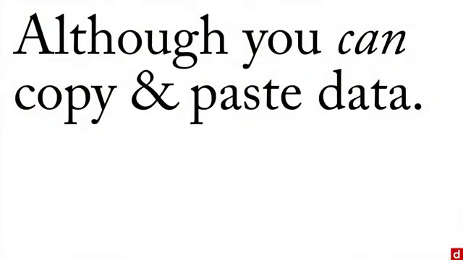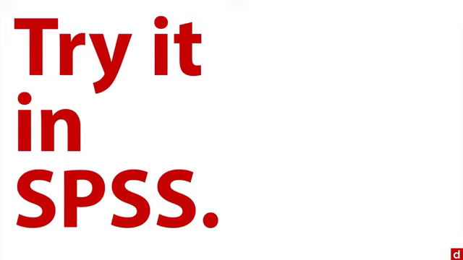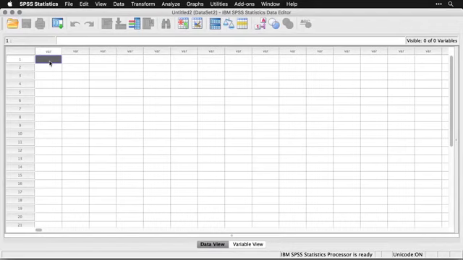Now, it's also possible to copy and paste data, but I'm going to say sort of because it doesn't work really well. I'll show you that. It's much, much easier to just import the data from a CSV file or text file, and I'll show you how to do that in the next section. But in terms of entering data, let me show you how it works in SPSS. We'll just open up a blank document, and we'll try it. So here's a blank data window in SPSS. I can come right here and I can enter a number.